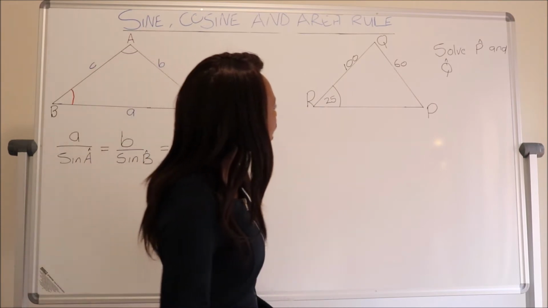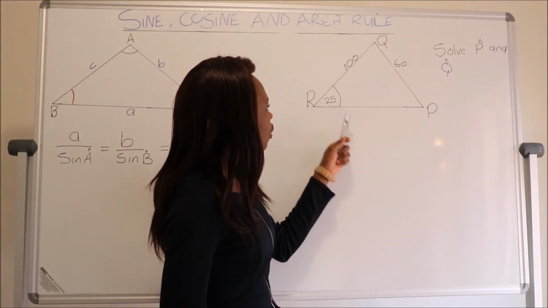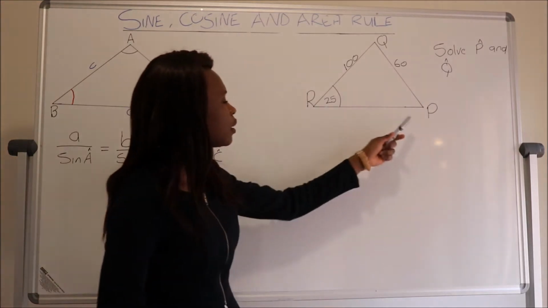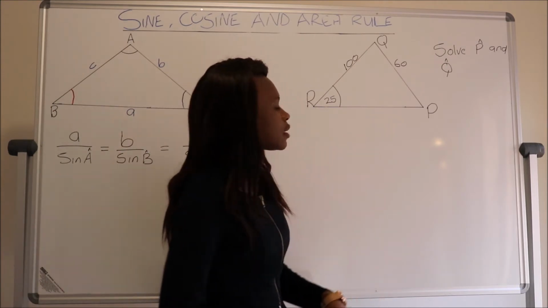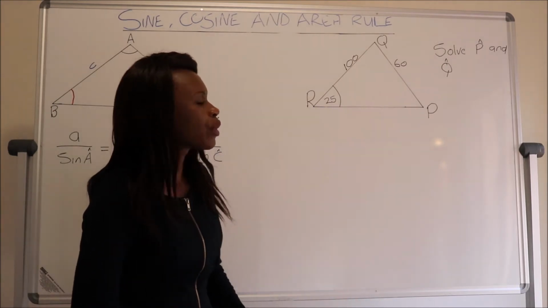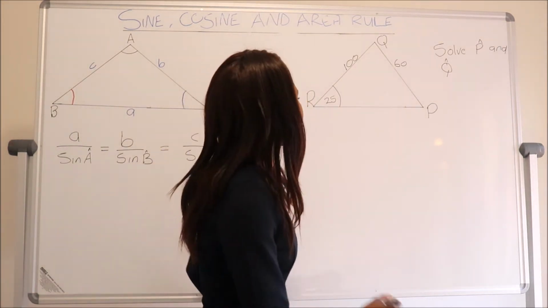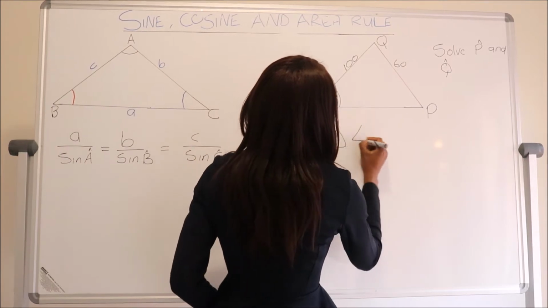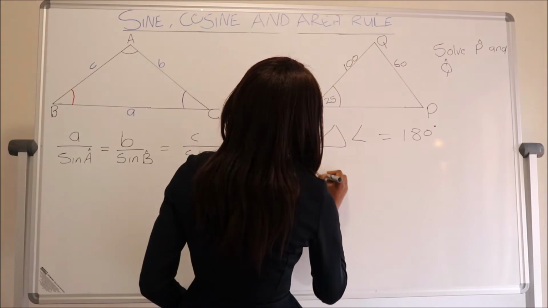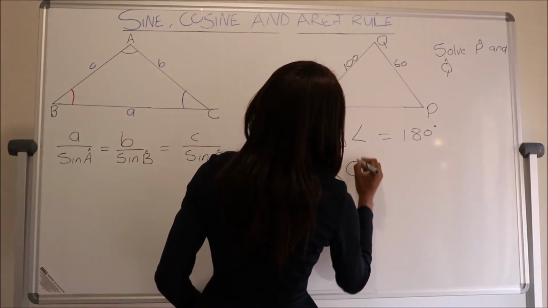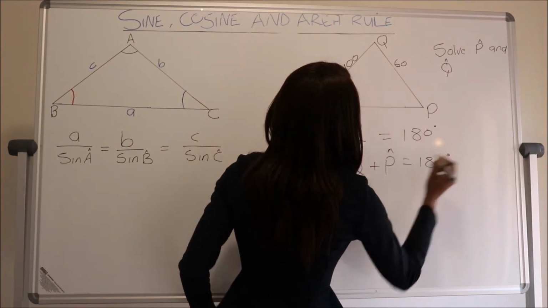With this triangle PQR, the angle of R is 25, the side opposite P is 100, and the side opposite R is equal to 60 units. Remember that all angles of a triangle are equal to 180 degrees. That means that the angle of R plus the angle of Q plus the angle of P is equal to 180 degrees. All right.